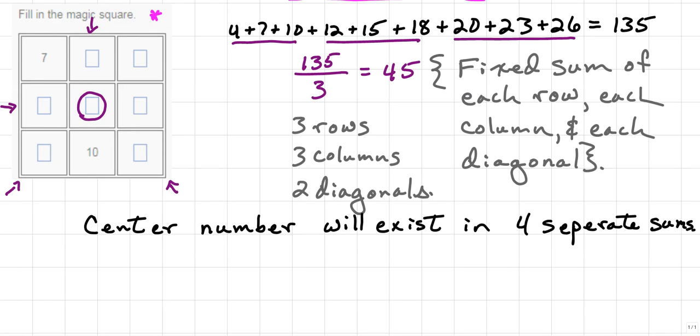And we also know that 7 right here will be in this diagonal sum. We also note that 10 will be in this column sum. So what we're going to do is we're going to look at all the numbers 4, 7, 10, 12, 15, 18, 20, 23, and 26, and we're going to go ahead and group them so that they add up to 45.